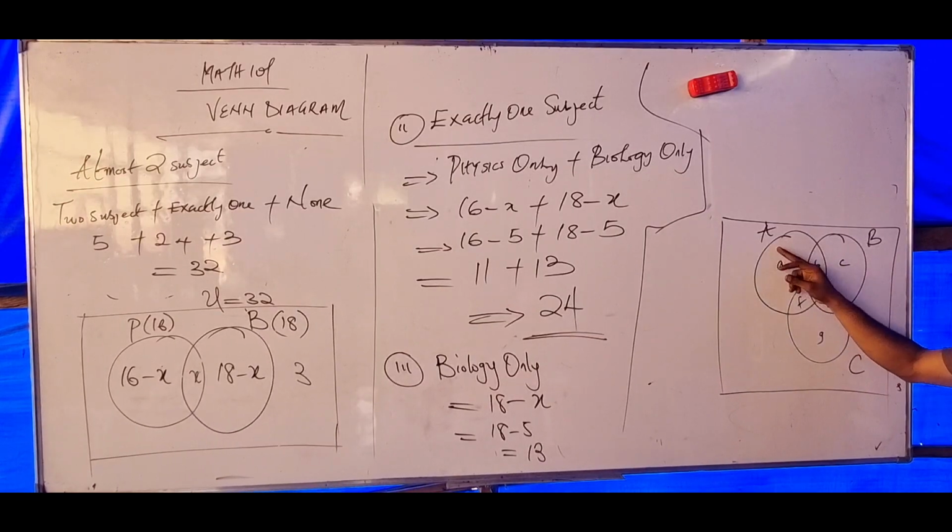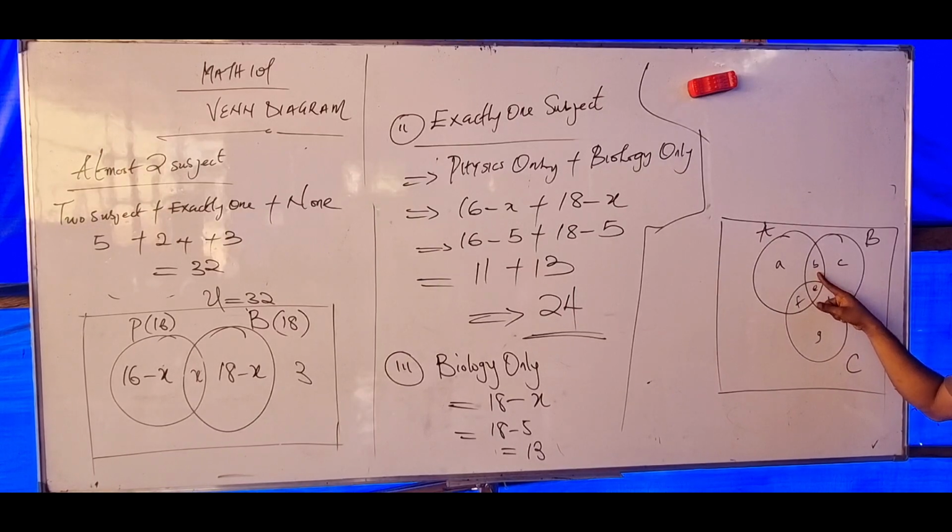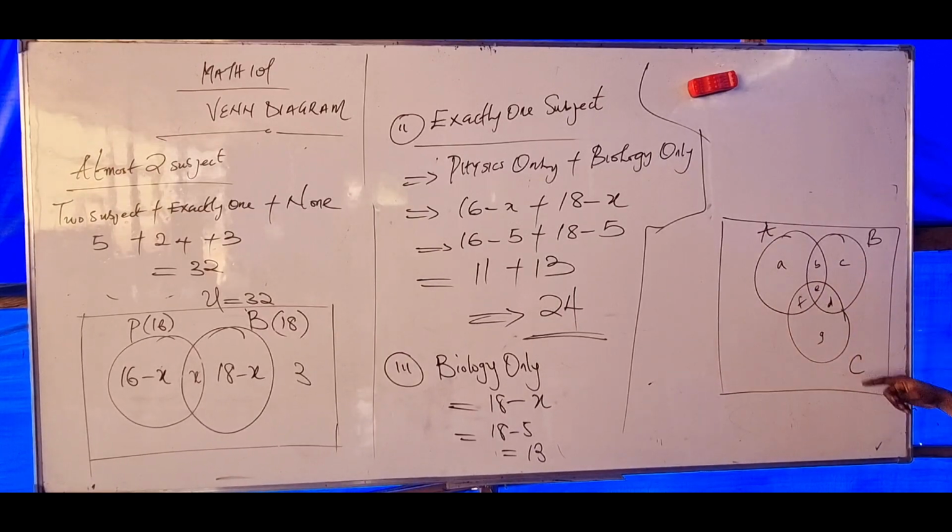What is A and B only? A and B only is this intersection. What is B and C only? D. Are you getting the concept? What is A and C only? F.